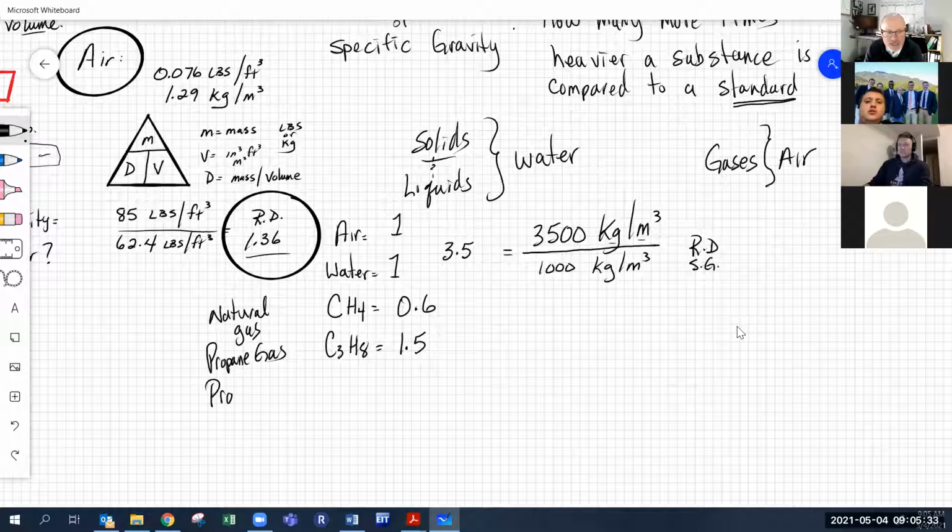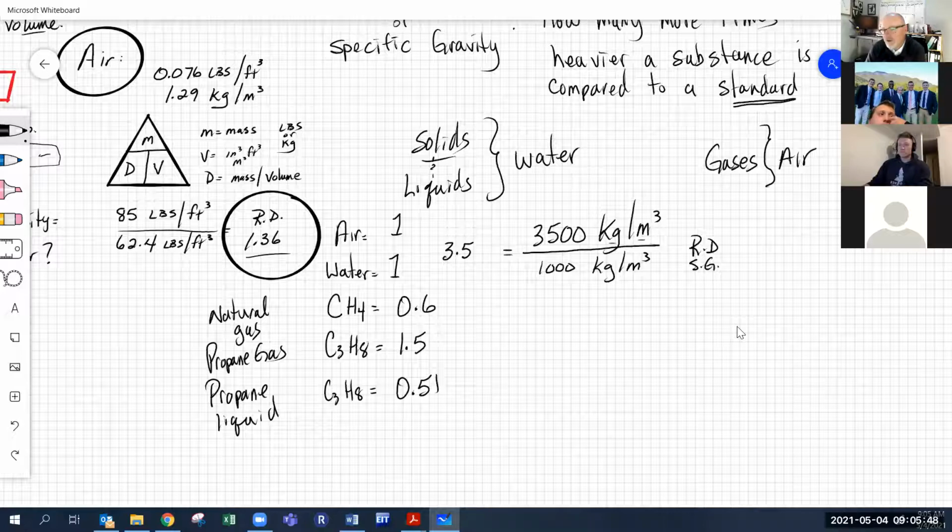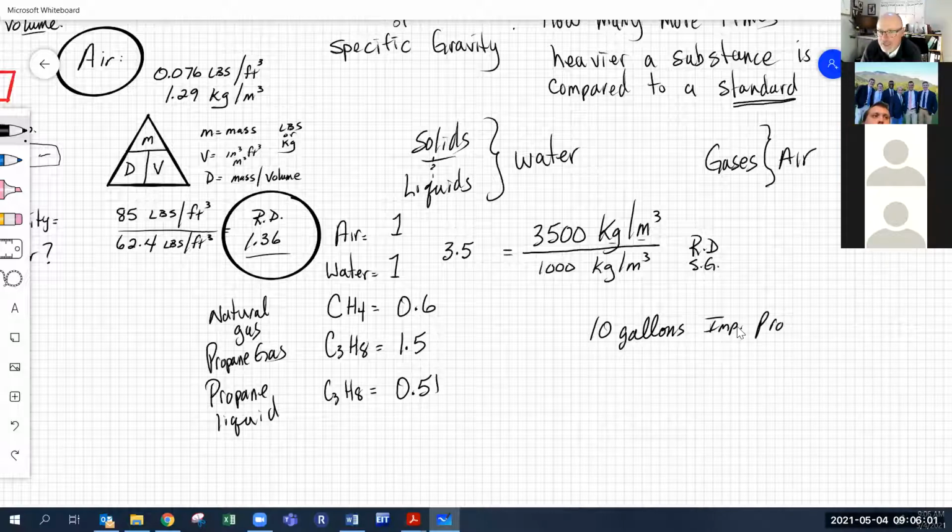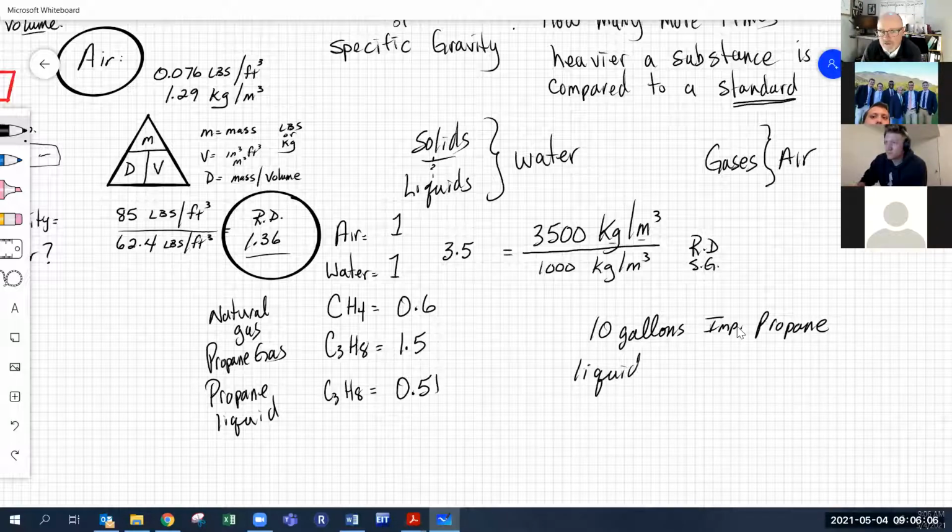So propane, as you know, comes in a liquid form. And propane as a liquid has a relative density of 0.51. So here is a question example for you. If you had 10 gallons imperial of propane liquid, I want to know how much does it weigh?